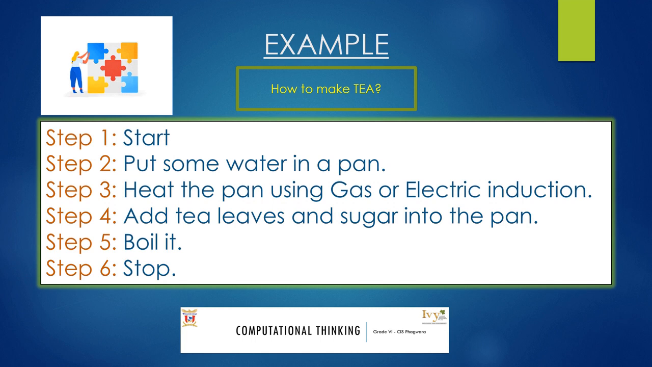Now the problem at hand is how to make tea. We'll break the problem into simpler steps, find a pattern, and then give instructions to the computer on how to solve the problem. So step 1 will start the process, whereas in step 2, a simple instruction is given to the computer to put some water in a pan. In step 3, we will heat the pan using gas or an electric induction. In step 4, we can add tea leaves and sugar into the pan. In step 5, we'll boil it, and when we stop the process, we'll have the desired result. That is, in this case, we'll have tea in our hands.